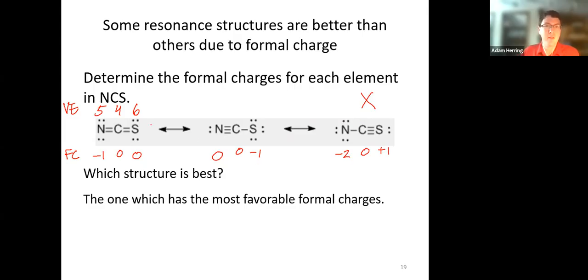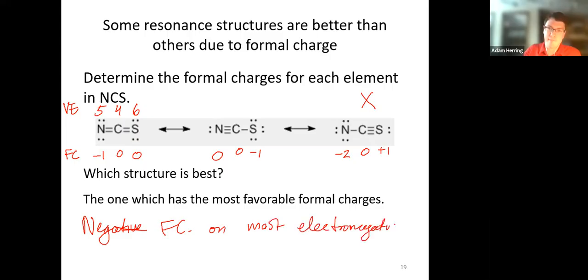But what about between the other two remaining Lewis structures? The one that is best between those two is the one that's going to have the most favorable formal charge. So in this case, we have negative formal charges, and you want to put the negative formal charge on the most electronegative element. Nitrogen is more electronegative than sulfur, so this is our best structure. This would be second, and this would be third.